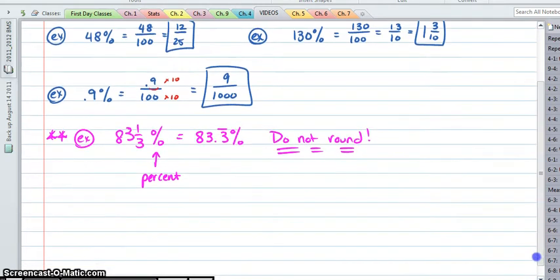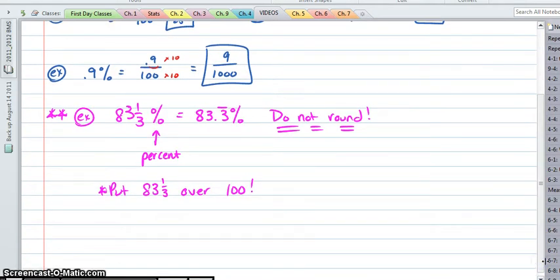So what do we do? Well, we're going to do the same thing we did before. We're going to put the number we're given, 83 1/3, over 100. And then we're going to use what we know about mixed numbers and dividing by fractions to simplify. And actually the process works out really well. Don't try using a calculator. Calculators make this much more difficult. Let's just use our brains. So what does this look like? Well, 83 1/3 over 100. That's what it looks like. A little bit funky. So let's rewrite it.